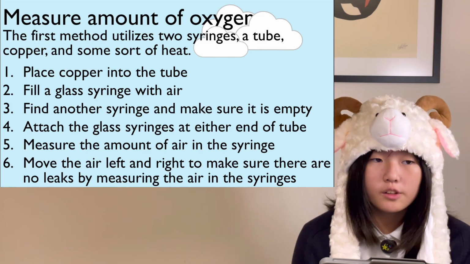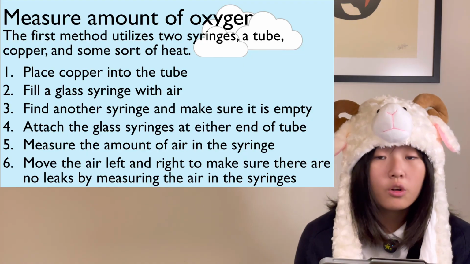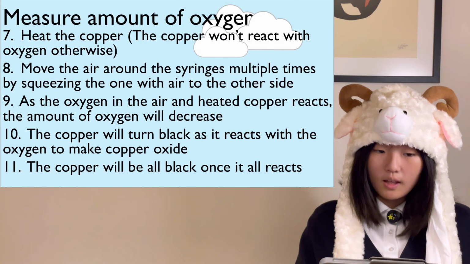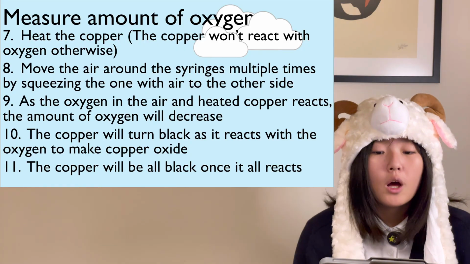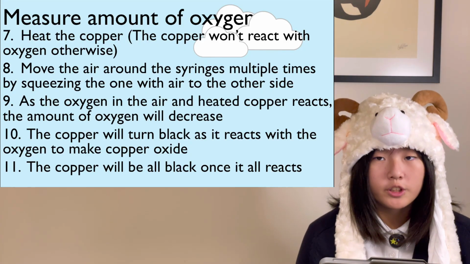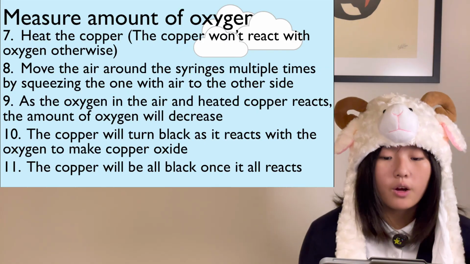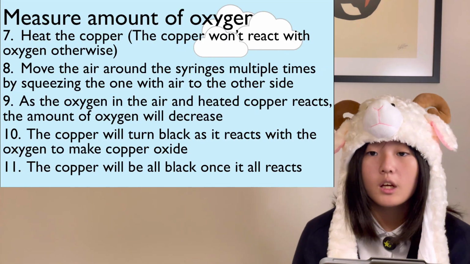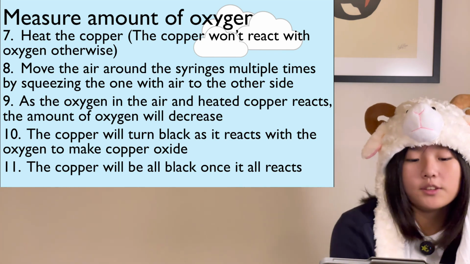Move the air left to right to make sure there are no leaks by measuring the air in the syringes every move. Then, heat the copper. The copper won't react with the oxygen otherwise. Move the air around in the syringes multiple times by squeezing the one with air in it so that the air travels to the other side.